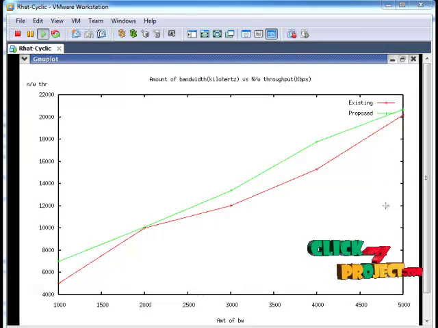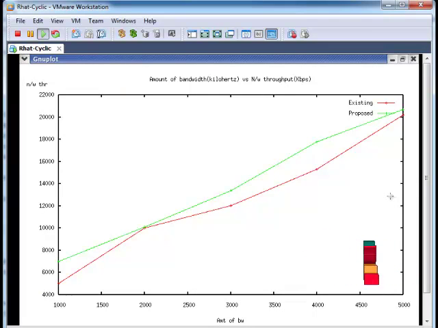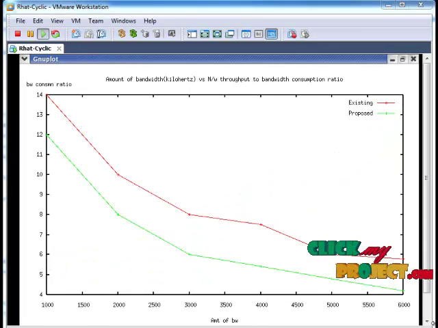This is the performance analysis of the existing and the proposed system. In the x-axis, we have the amount of bandwidth, and in the y-axis, the overall network throughput is mentioned. That is, the bandwidth and the throughput are compared here. The existing system has lower throughput than the proposed system. The existing is represented in red and the proposed in green. So this is the performance analysis between the bandwidth and the throughput.